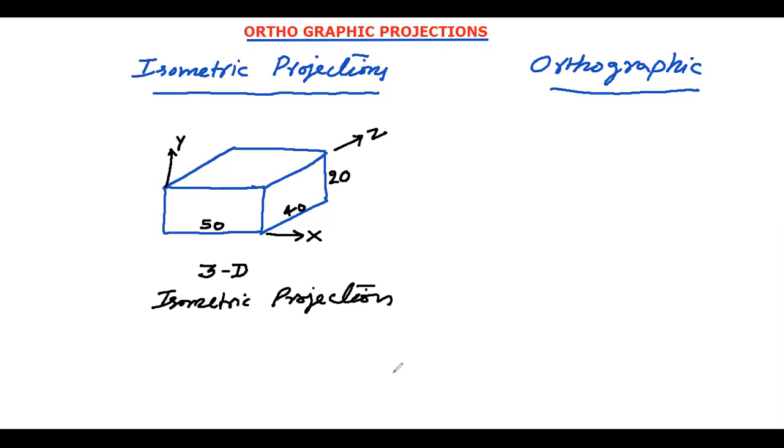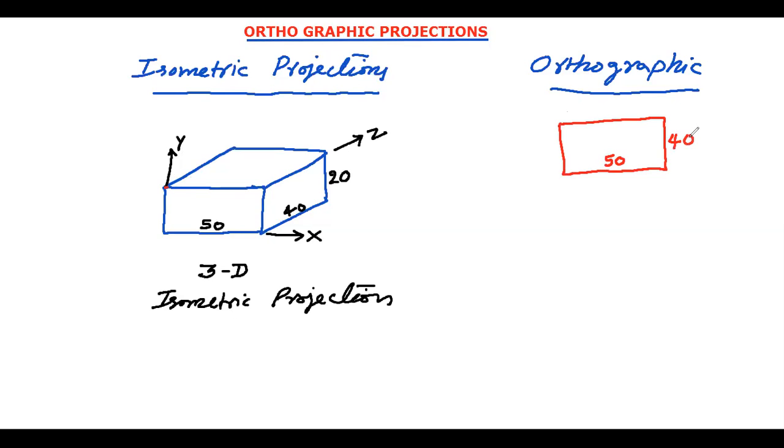So the other way of drawing an object is orthographic projections. What are we going to do in orthographic projections? Now see here. This is the front face, so I am going to draw that front face separately. Only the front face. What are the dimensions? Horizontal length is 50, vertical length is 40.